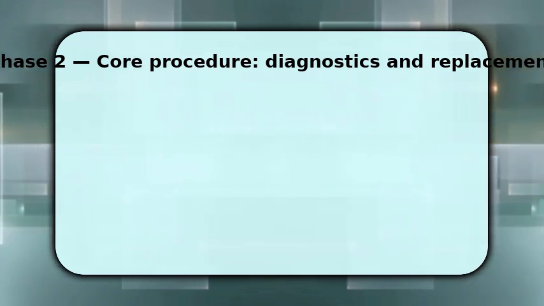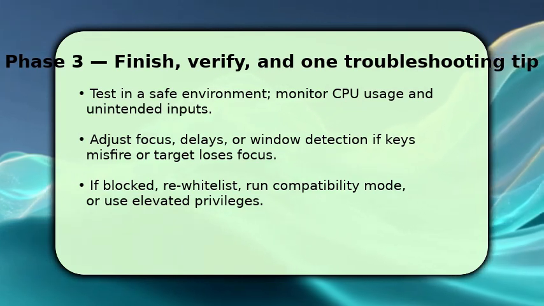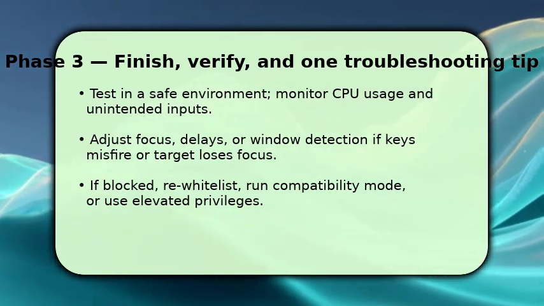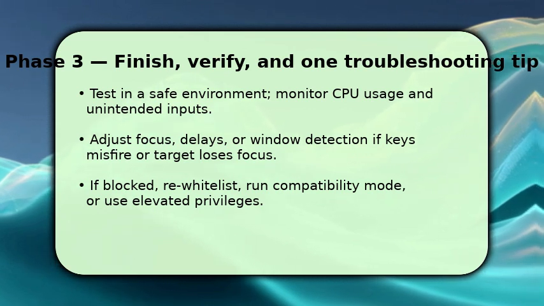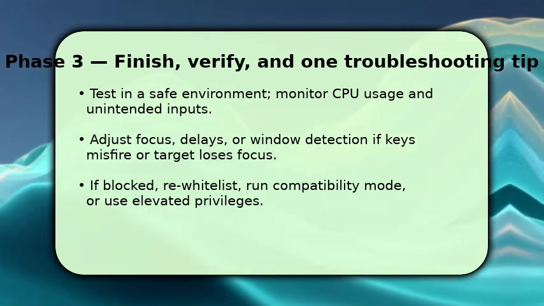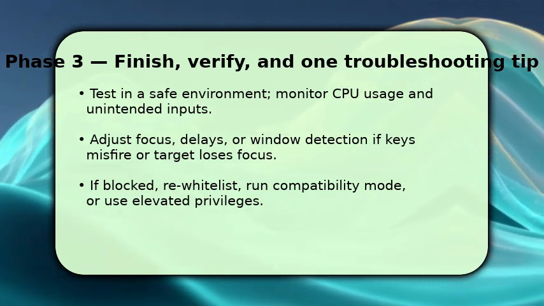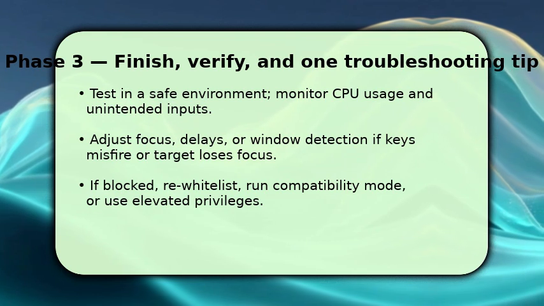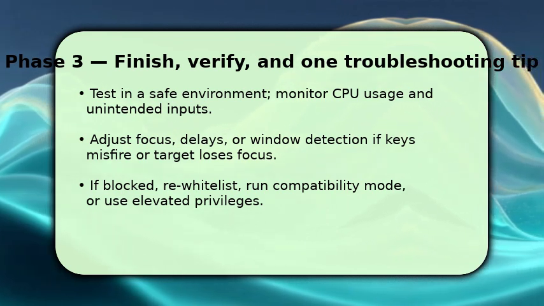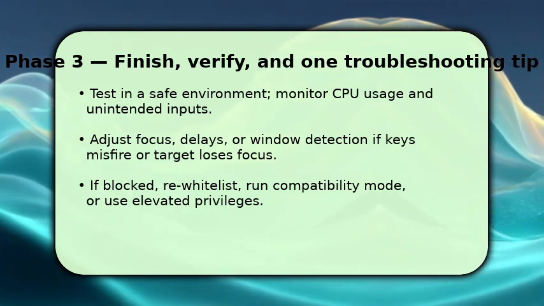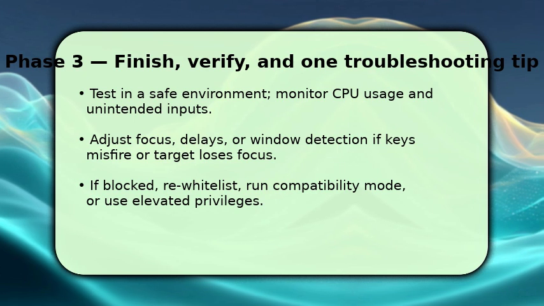Start a short test run in a safe environment and watch for missed inputs or high CPU load. If keys misfire, make sure the target window has focus, increase delays, or enable window-specific targeting so actions go to the right place. If the tool is blocked, re-whitelist it, run it in compatibility mode, or relaunch with elevated privileges. One key troubleshooting tip.